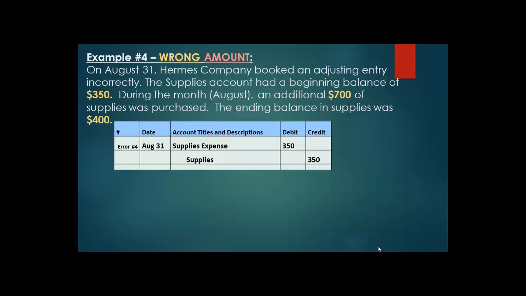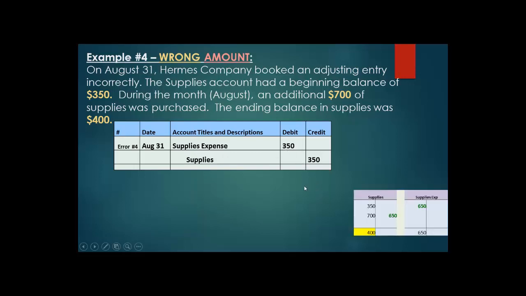All right, let's do another one. Wrong amount again. Hermes Company booked an adjusting entry incorrectly. The supplies account had a beginning balance of $350. During the month, an additional $700 of supplies was purchased. The ending balance in supplies was $400.